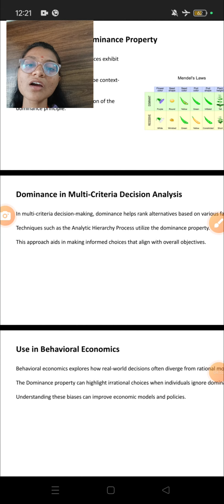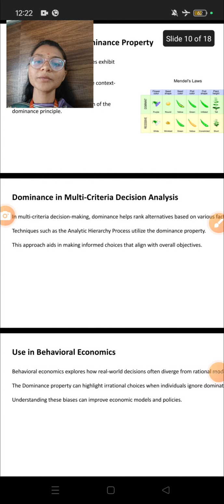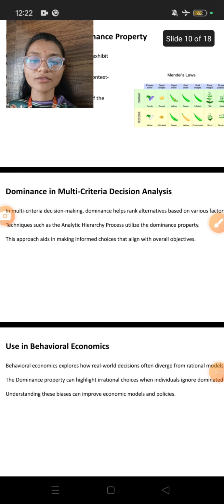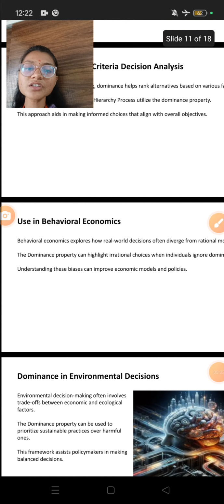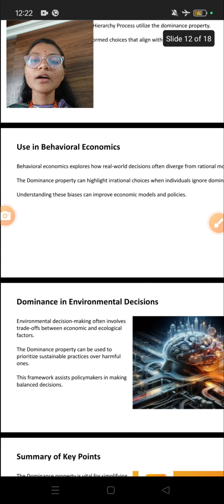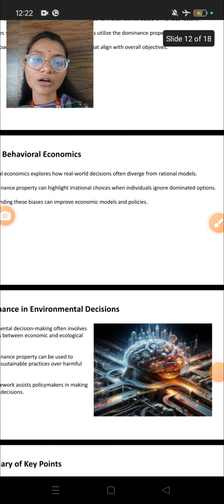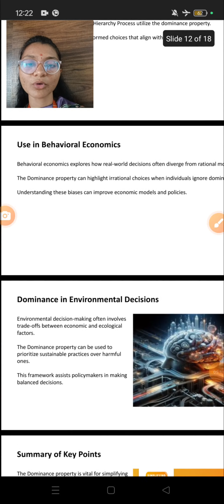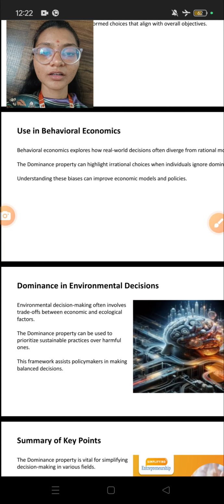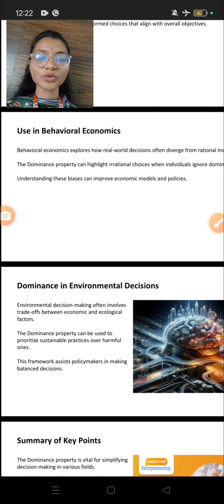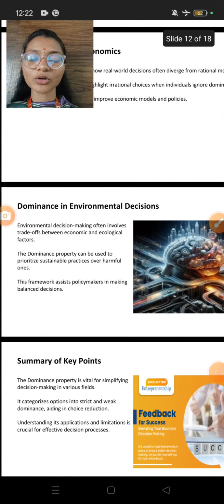Techniques such as the analytical hierarchy process utilize the dominance property. This approach aids in making informed choices that align with the overall objectives. Used in behavioral economics, which explores how real-world decisions diverge from rational models. The dominance property can highlight irrational choices which individuals make by ignoring dominant options. Understanding these biases can improve economic models and policies.